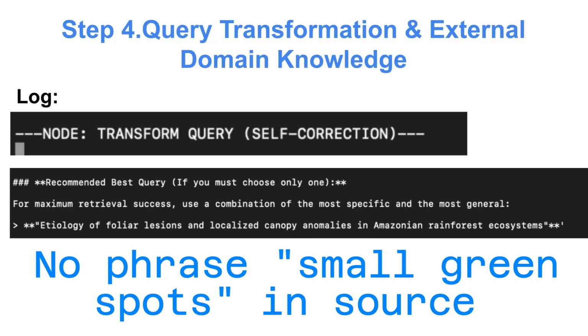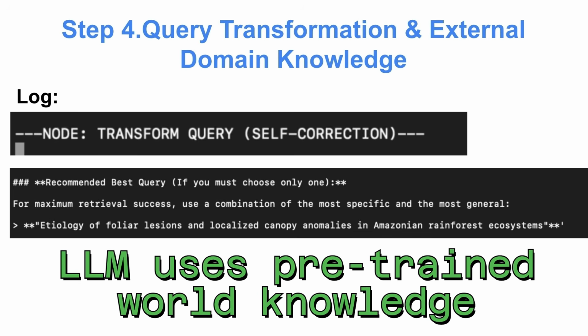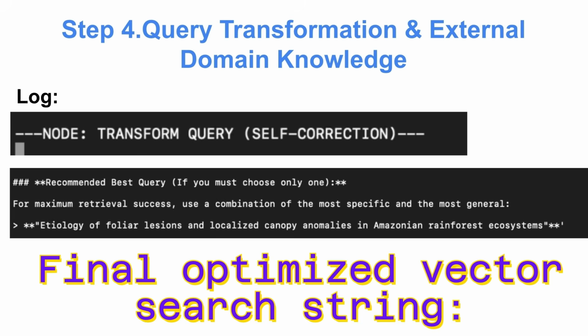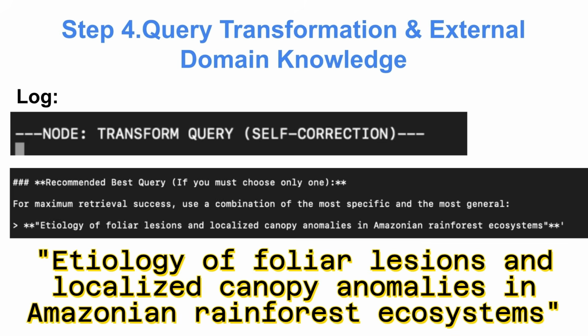Step 4. Query transformation and external domain knowledge. The rewriter agent steps in to reformulate the user's search prompt. The source PDF never uses the phrase small green spots when describing plant degradation. The LLM drew upon its internal pre-trained world knowledge to bridge the gap. It generated multiple specialized queries, concluding with the optimized vector search string.